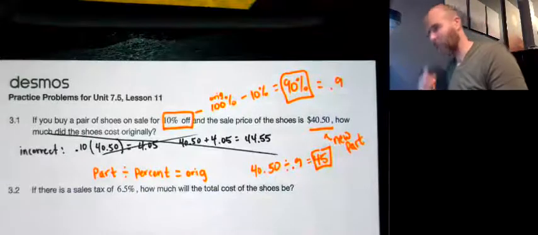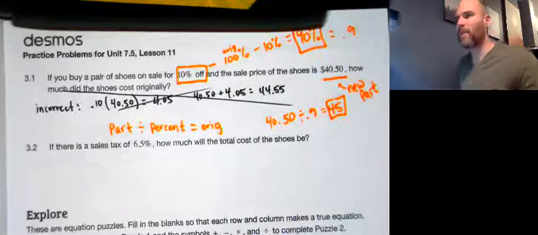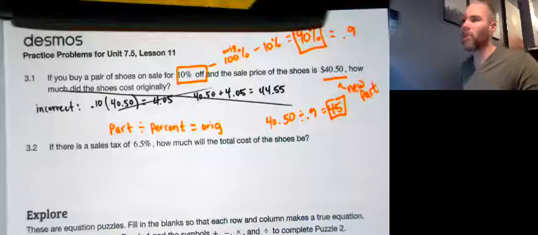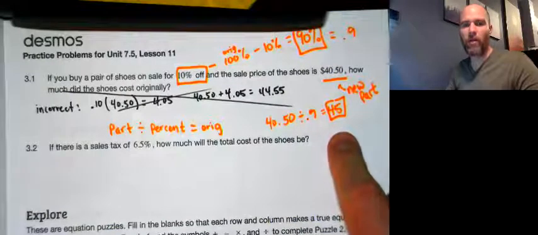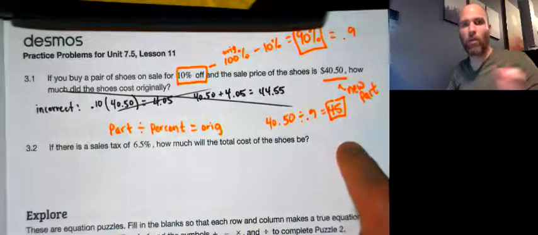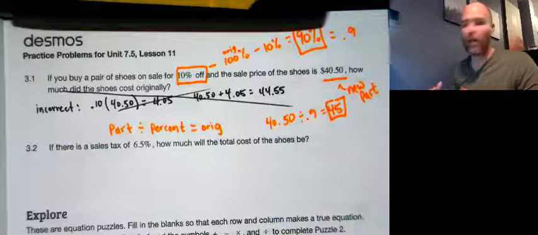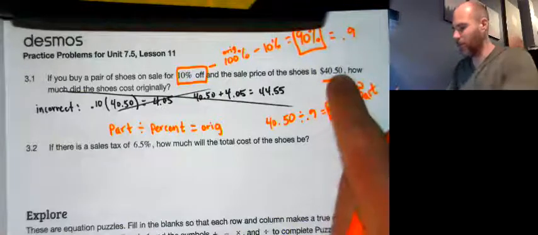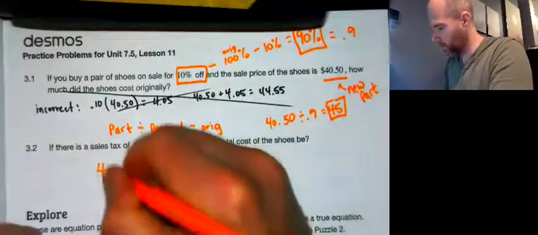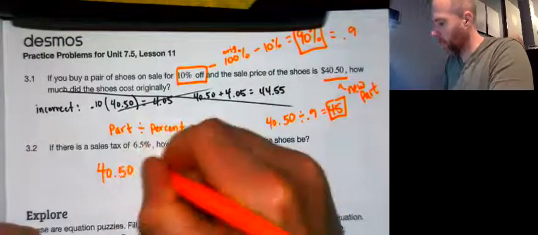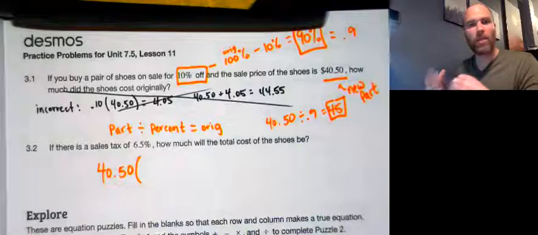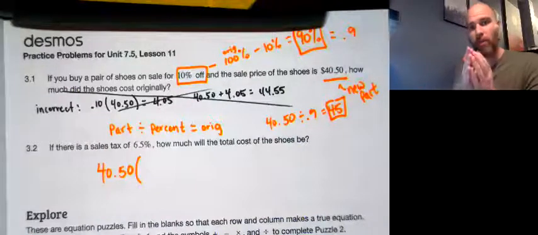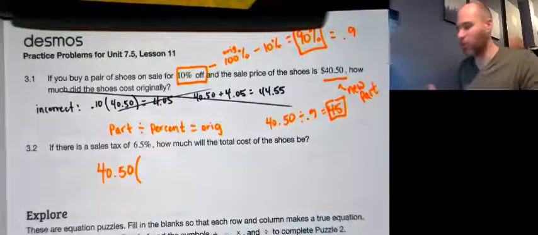All right, and then it says if there's sales tax of 6.5%, how much will the total cost of the shoes be? So we're not going to use the $45 from the previous question because that's a whole non-sale price that we're not paying. We're paying the $40.50. And I want to multiply that by some number that's going to get me the price plus an additional 6.5%.